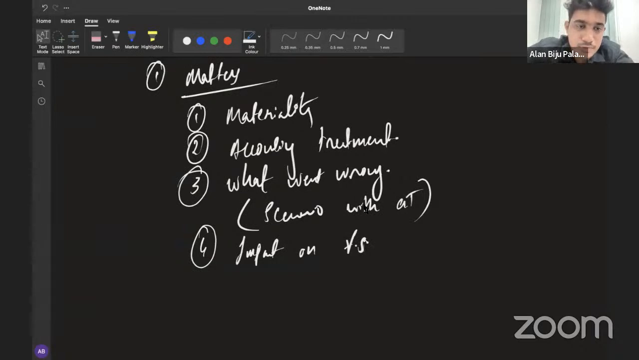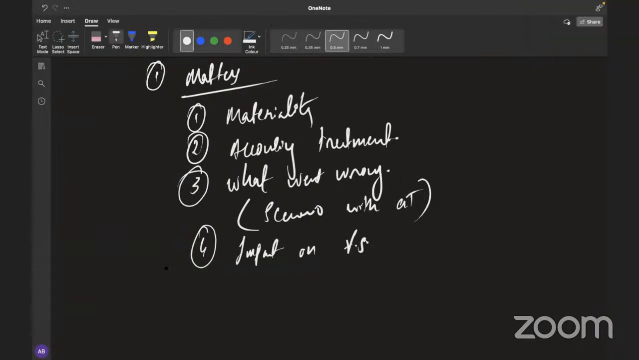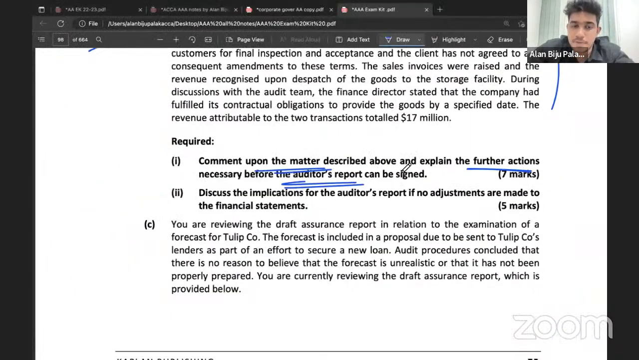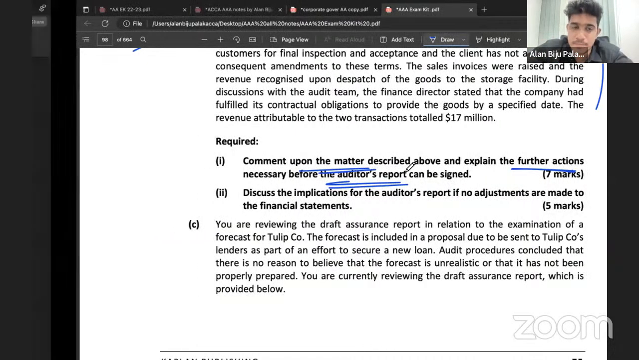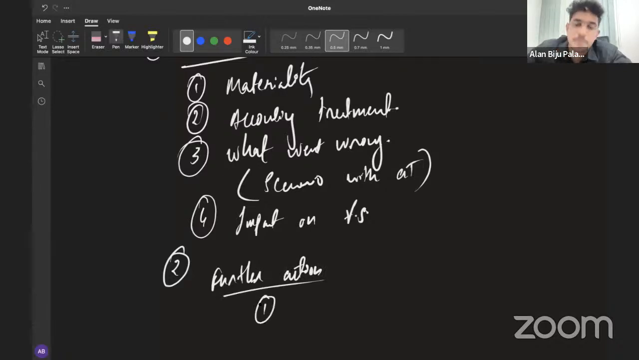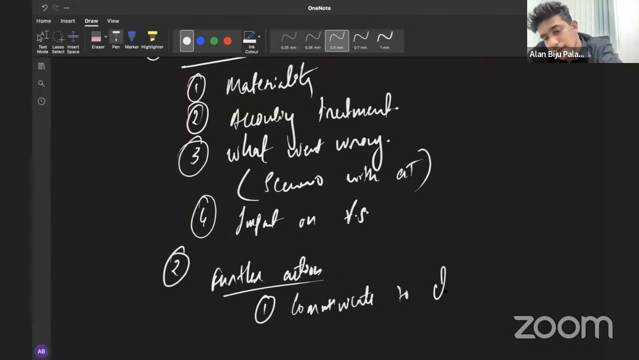Clear? Yes, sir. Okay. And after writing the matters part, they have asked you to provide the further actions that need to be performed by the auditor before the audit report can be signed. So when they ask for further action, what you need to consider is that the first action to be taken by the auditor is to communicate the matter with the client's management.